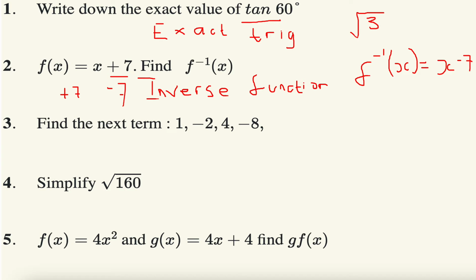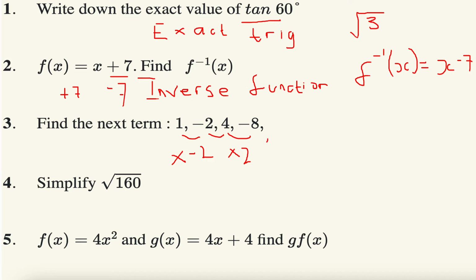This is question number 3, guys. Find the next term. 1, minus 2, 4, minus 8. This is what I call a geometric sequence. I'm multiplying by minus 2 each time. So I've got to be very, very careful with my signs.